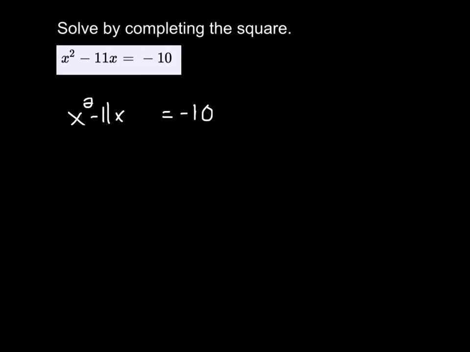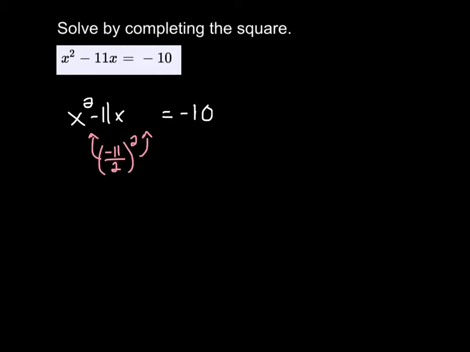Alright, to solve this quadratic equation by completing the square, what we do is we take this b value, or this negative 11, we divide it by 2, and then square that value and add it to both sides. This is easier when this middle number is even, but we can take 11, divide it by 2.